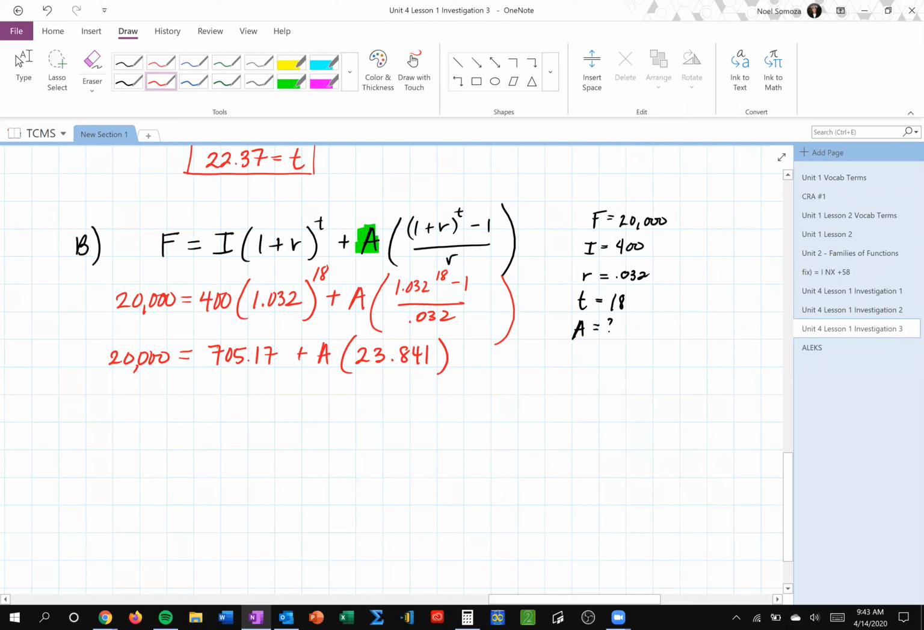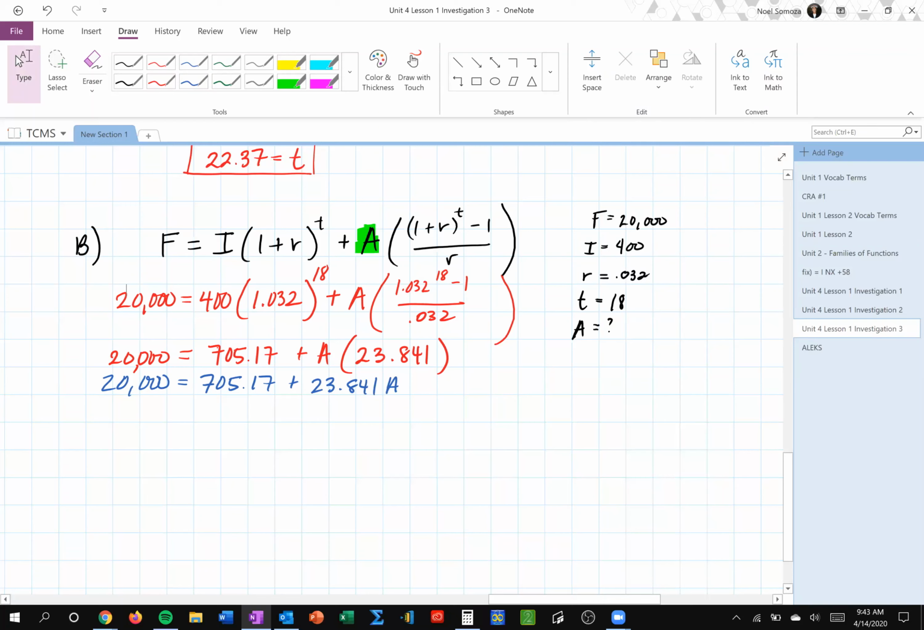Okay. All right, so much more doable, right? Because A is not a power. A is just a regular variable, just like X. Okay, so from here, we can go ahead and solve for A. Let me rewrite this just because I don't like the way it looks. I'm gonna move this 23.841 to the front times A, okay.